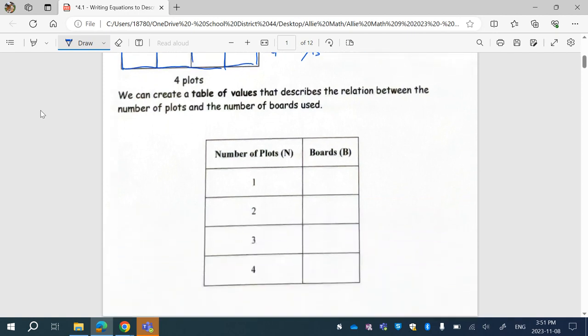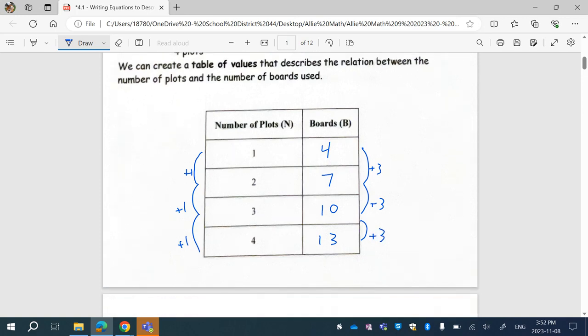And we can put these two sets of numbers into a table of values, and we can start to see the pattern based on these two things. So we can create a table of values that describes the relation between the number of plots and the number of boards used. So for 1, there was 4, if you recall. For 2, there was 7. For 3 plots, there was 10 boards used. And for 4 plots, there was 13. So you can look and see as we go up by 1 here, plus 1, plus 1, plus 1, we go up by 3 here, plus 3, plus 3, plus 3.